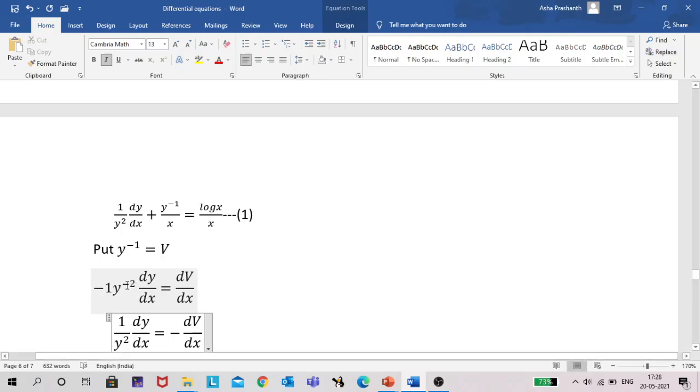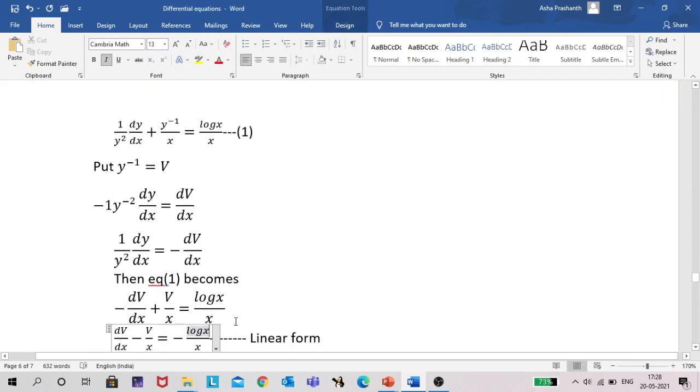That y to the power of minus 2 can be written as 1 over y square dy by dx. I am taking the minus to this side, right? This 1 over y square into dy by dx can be written as minus dv by dx, and y to the power of minus 1 can be written as v. So equation 1 becomes minus dv by dx plus v by x is equal to log x by x. Okay, I want to remove this negative sign. So the whole equation is multiplied by minus. I'll get dv by dx minus v by x is equal to minus log x by x.